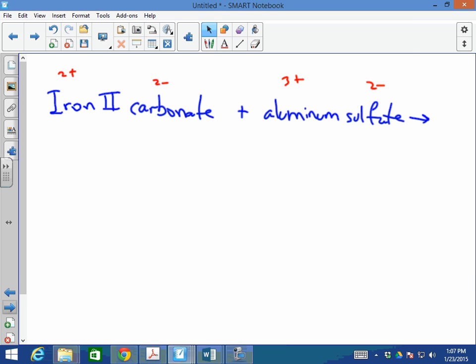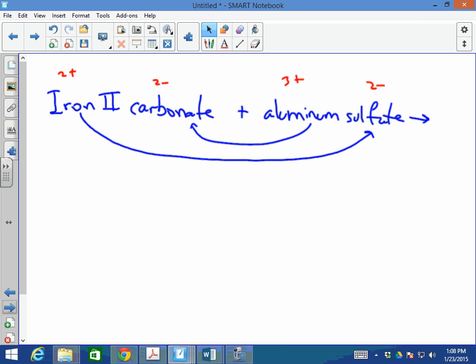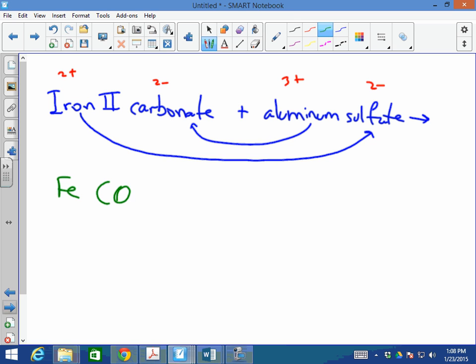Let's go back to what we know from earlier. This positive will recombine with the opposite negative, and this positive with the opposite negative. Double combination. Let's do the symbolic equation now. Iron is Fe, carbonate CO3. They are both charged of 2, so they cancel out. Plus aluminum, Al, sulfate, SO4. Sulfate is charged of 2, goes to aluminum. Aluminum charged of 3 goes to sulfate.